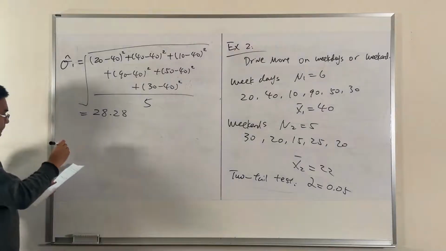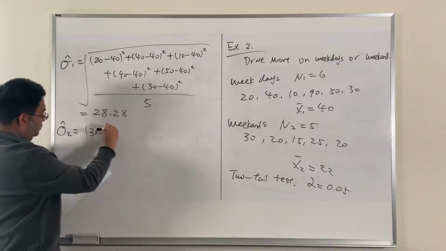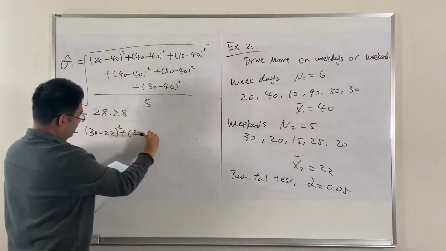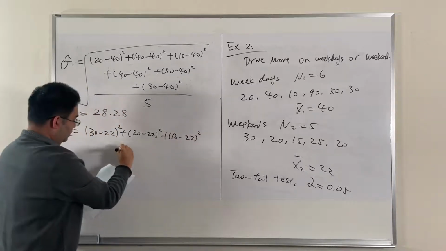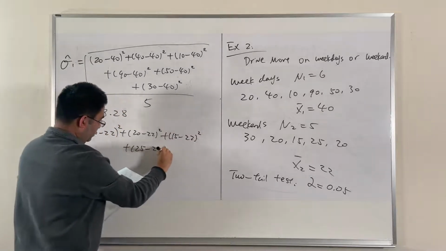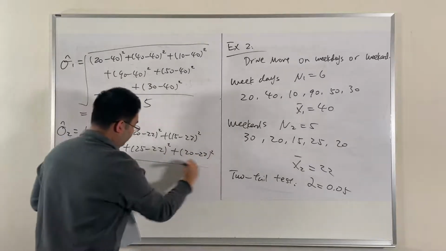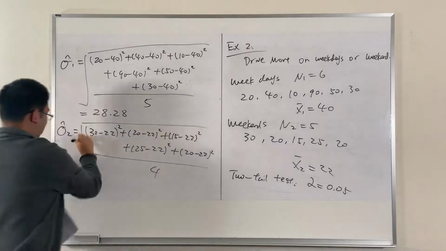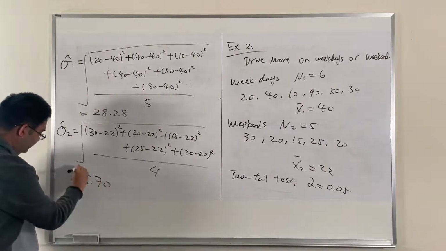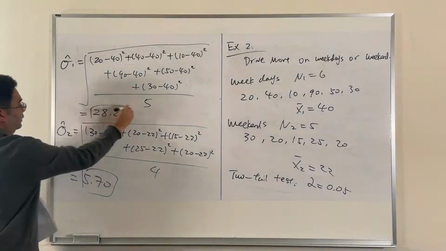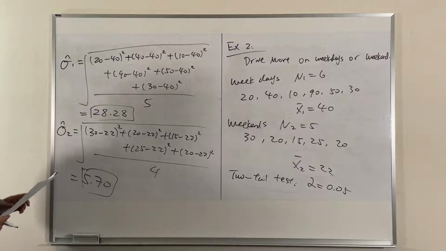Let me do the second one. Sigma 2 hat equals 30 minus 22 squared plus 20 minus 22 squared plus 15 minus 22 squared plus 25 minus 22 squared plus 20 minus 22 squared. The same method, divided by 4, again because n minus 1, and this gives us 5.70. We have sigma 1 hat 28.28, sigma 2 hat 5.7.